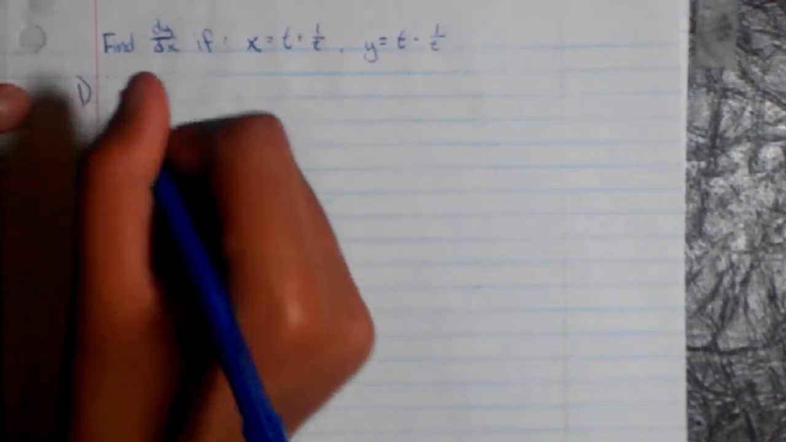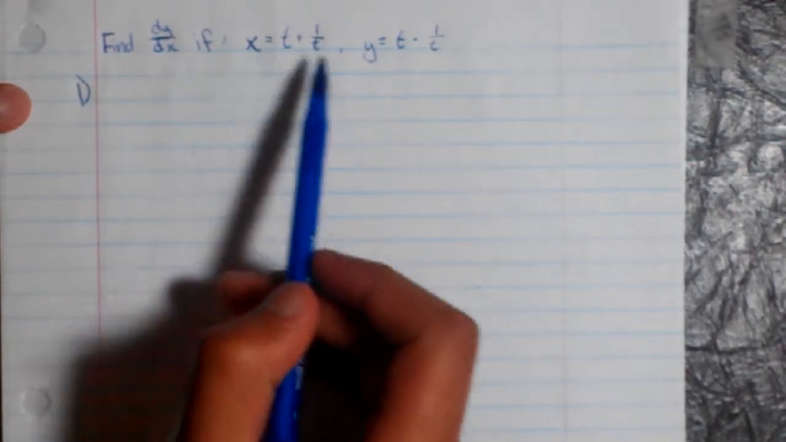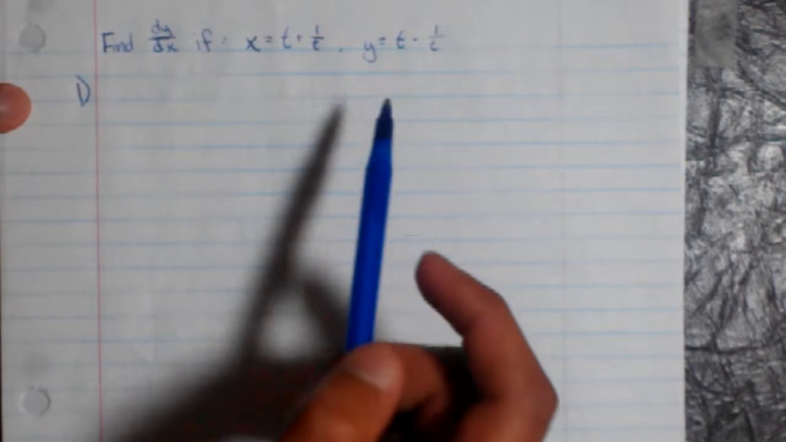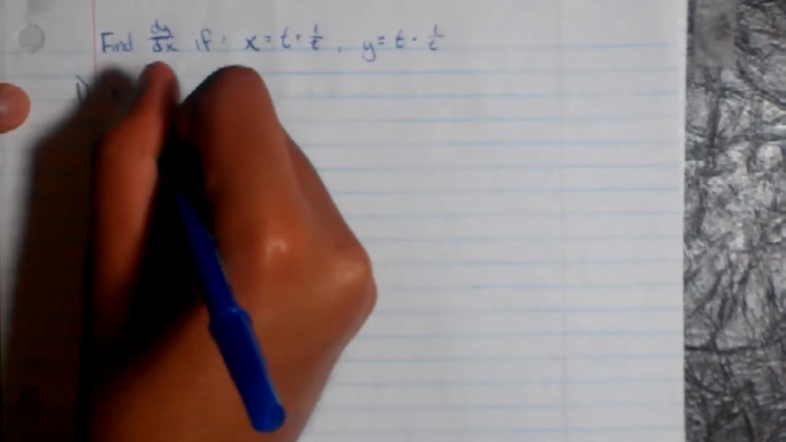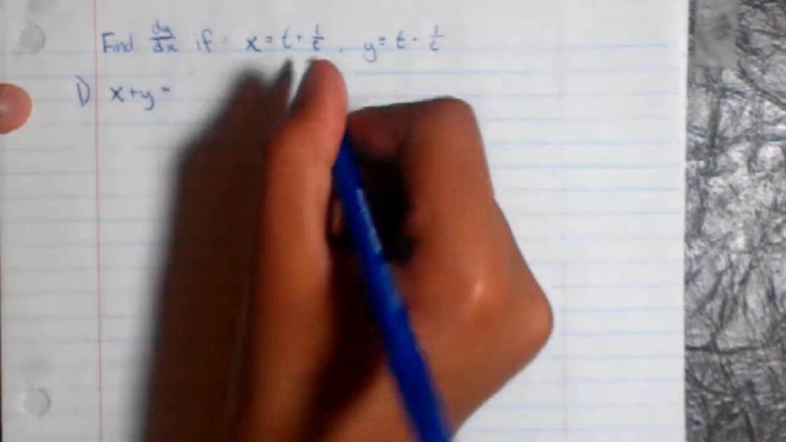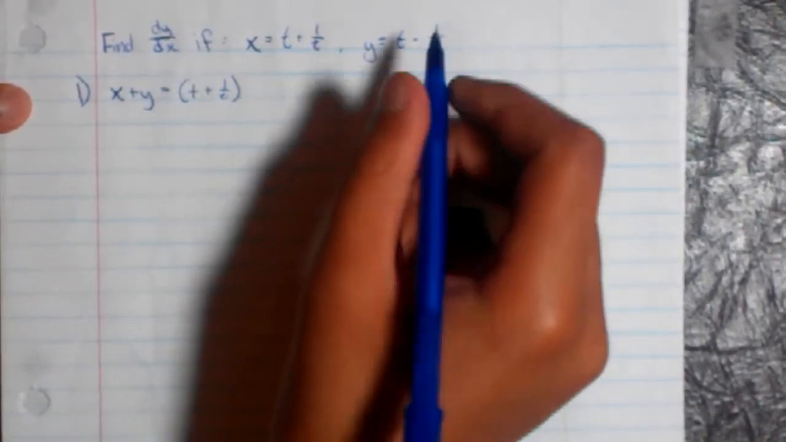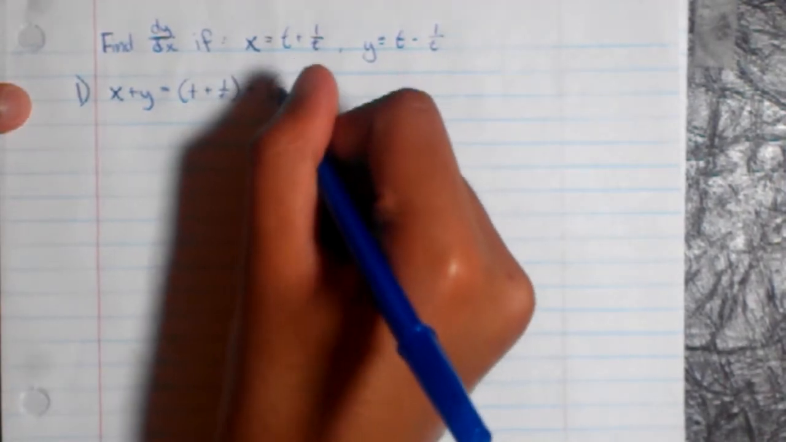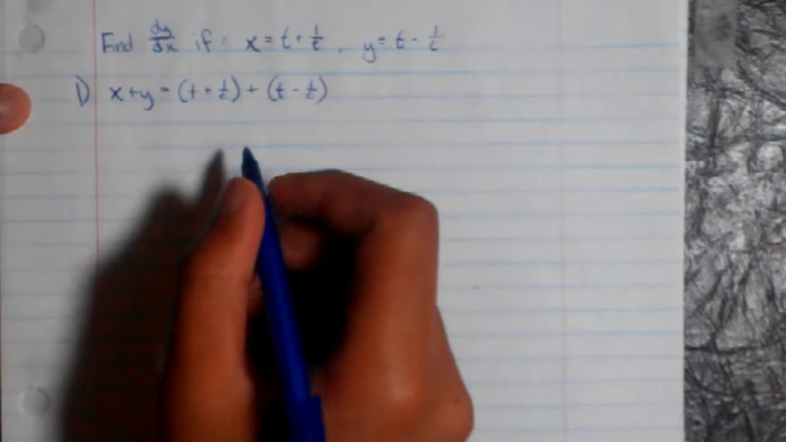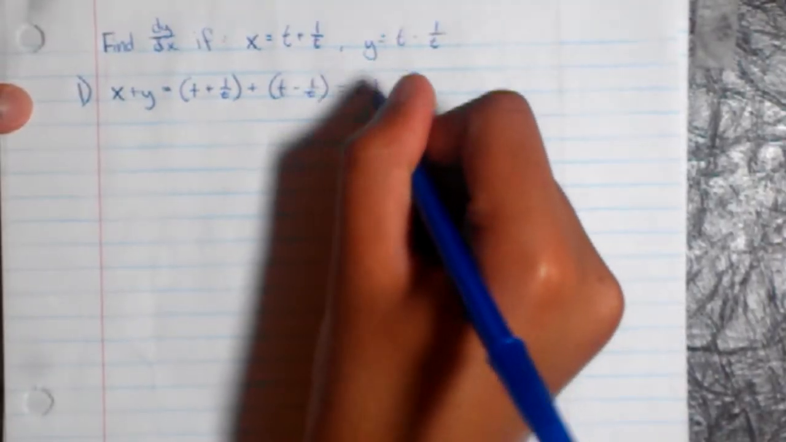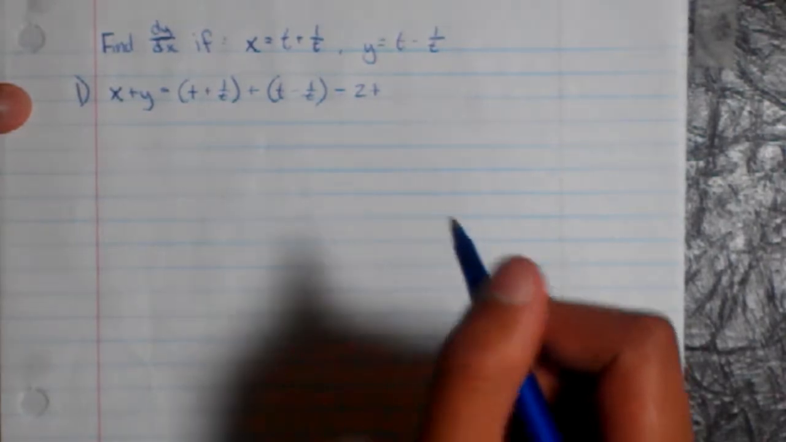The first way is to try to get an equation with just x's and y's and to get rid of all of the t's. So if we do x plus y, x plus y equals t plus 1 over t plus y, which would be t minus 1 over t. And so x plus y simplifies to 2t because the 1 over t and minus 1 over t cancel.